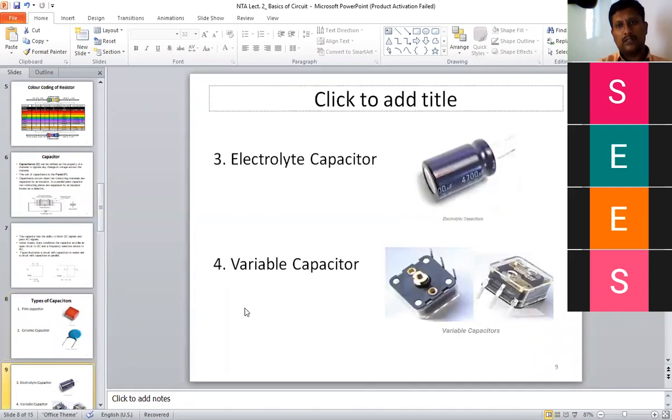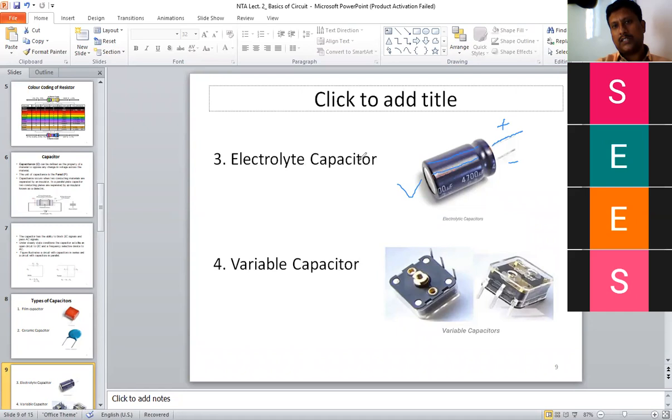Now next one, the electrolytic capacitor. This is the most commonly used capacitor. The longer length is the positive terminal, and the shorter one is the negative terminal. These electrolytic capacitors have a positive and negative plate. The positive plate means what? A different color will be used at the bottom point. The longer leg is considered positive, and the shorter one is considered negative.